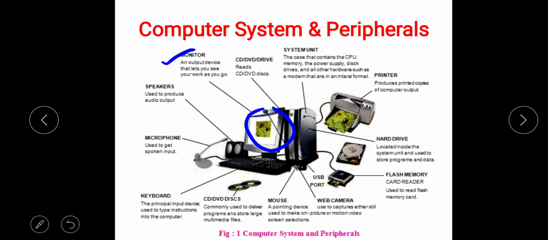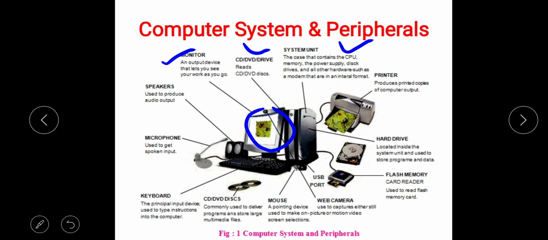Next is the CD and DVD drive, which is used to read CD and DVD discs, or sometimes, if it contains a writer, it also writes the CDs, which you can say is burning the CDs. Next component is the system unit. The system unit contains all other devices like the power supply, disk device, and hardware such as a modem, maybe in internal format. All these components are assembled in this central processing unit.